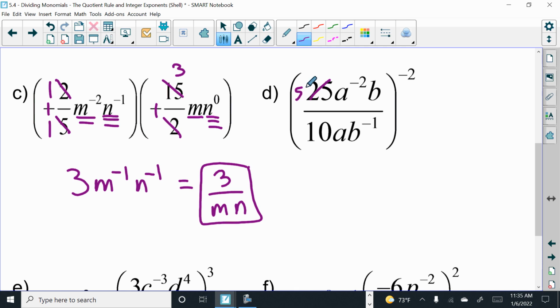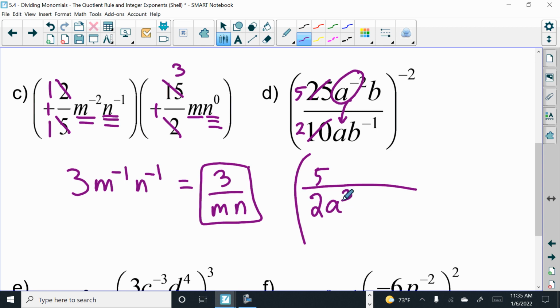So what am I talking about? Well, 5 goes into 25 5 times, it goes into 10 2 times, so I have 5 halves. A to the negative 2 over a. Remember what I said? Let's make those negative exponents positive. So let's bring the a to the negative 2 down. So a to the first times a squared would be a cubed. Good job. And then it's b to the negative 1. I'm going to bring it up. So I have a b times a b that I just brought up, and that's b squared. And that's to the negative 2 power. All I did was clean it up.